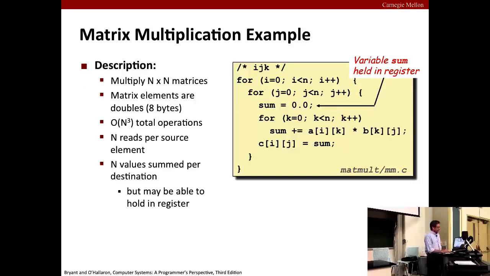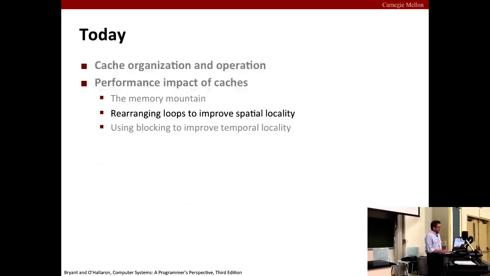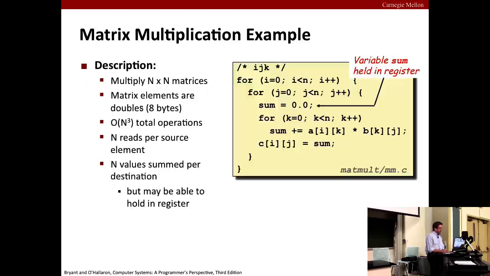Okay, so we can improve the spatial and temporal locality of our programs in several different ways. One way to improve the spatial locality is to rearrange loops. And I'll use matrix multiplication as an example. So here's a simple matrix multiplication code where we're multiplying A times B and adding it.